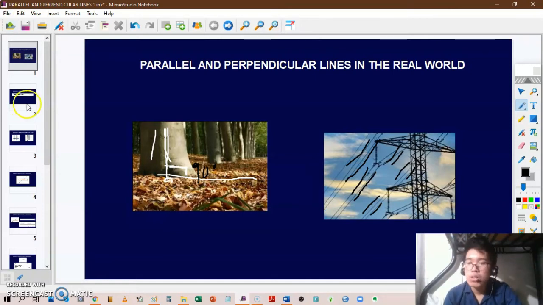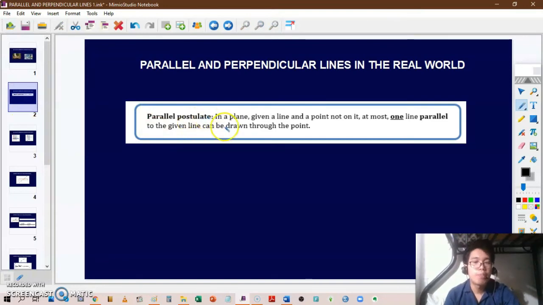Moving forward, we have here the parallel postulate. This is one of the 5 postulates that was included in Euclid's The Elements. The 5th postulate is actually one of the most controversial, or one of the most difficult postulates to prove. It's a postulate, so it's typically like a given, so it's not meant to be proven. But a lot of mathematicians and geometers during that time were debating the truthfulness of this postulate.